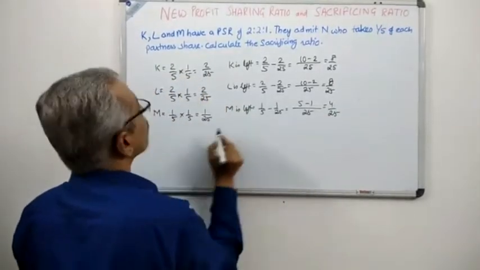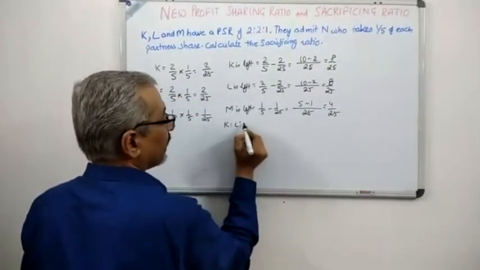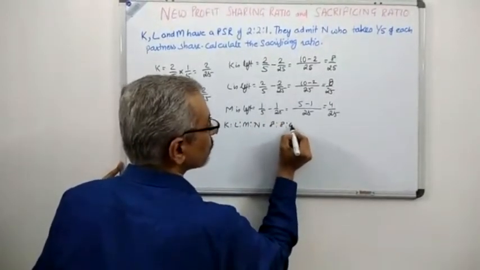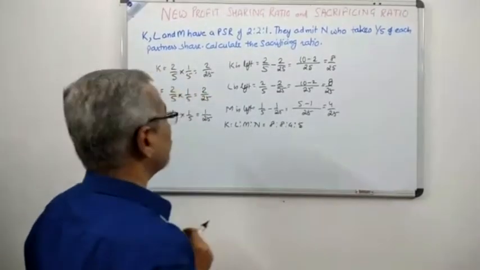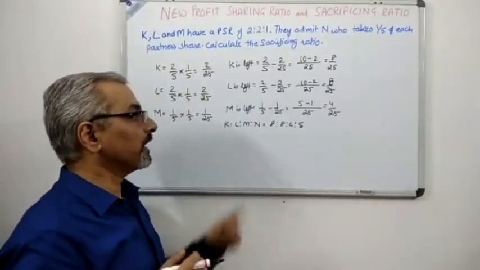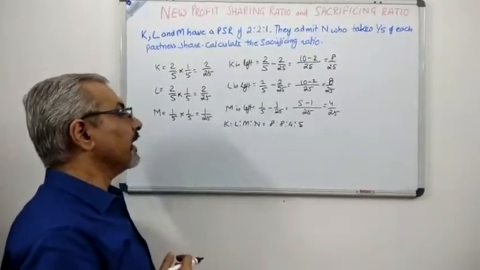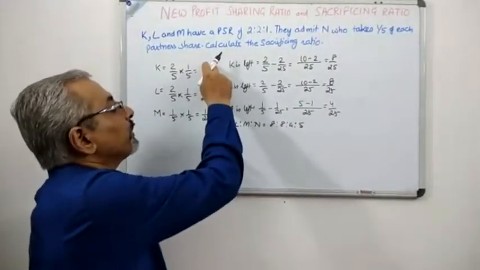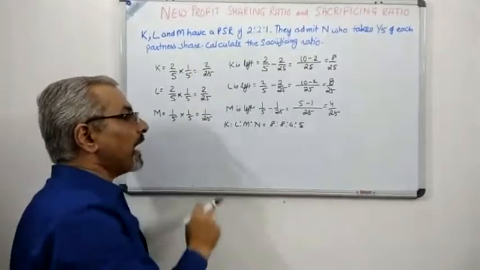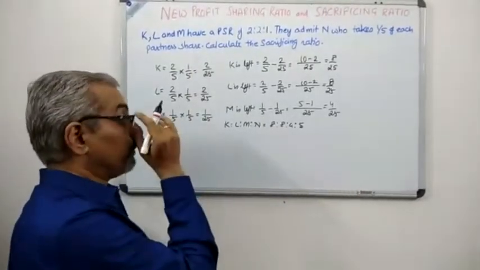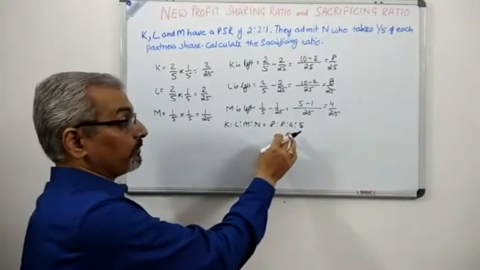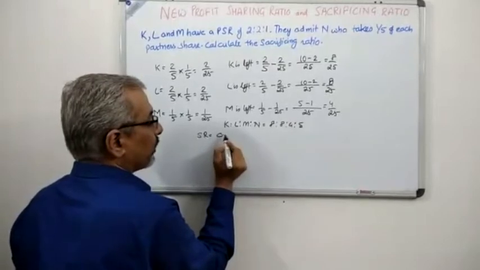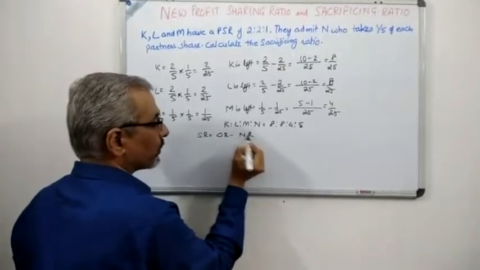Now if you see the ratio between K, L, M and N, we can say that it is 8:8:4:5. I repeat again, 8:8:4:5. That will be the ratio between K, L, M and N. I hope you can understand how we have got a 5. See over here, 2/25, 2/25 and 1/25. You add that, it becomes 5/25. Therefore we have got a new ratio as 8:8:4:5. So now we are calculating the sacrificing ratio using the formula old ratio minus new ratio for the old partners.